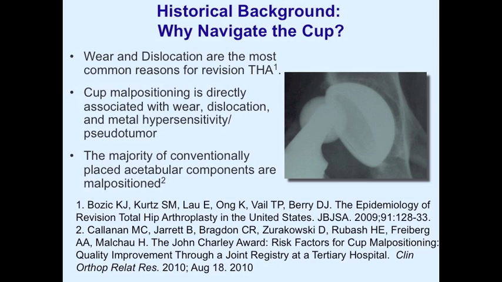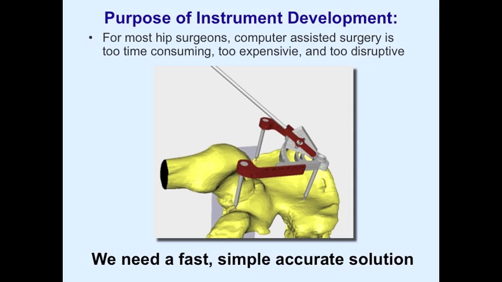One question is, why would we navigate the cup? This lecture is on the same topic as Joe's lecture, but approaches it a little bit differently. Certainly, wear and dislocation are the most common reasons for revision total hip arthroplasty, and cup malposition is directly associated with wear, dislocation, metal hypersensitivity, and pseudotumor. And the article from Mass General that was published in August clearly shows that more than half of their cups are very significantly malpositioned. So we do need to do a better job.